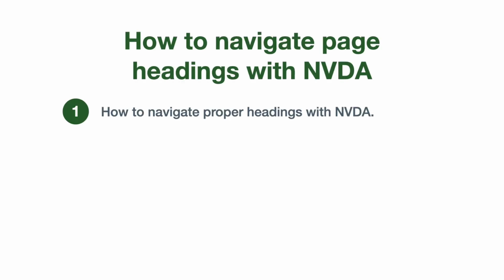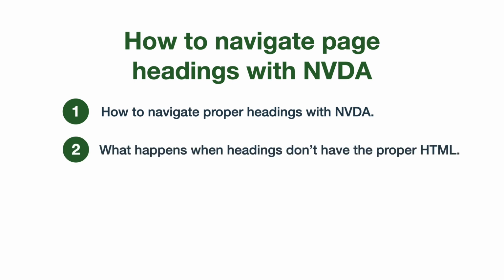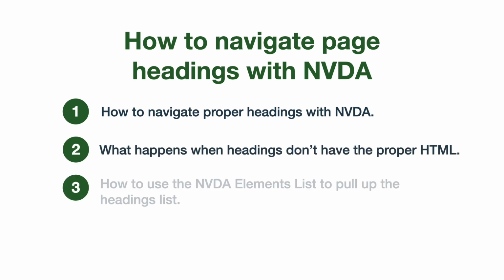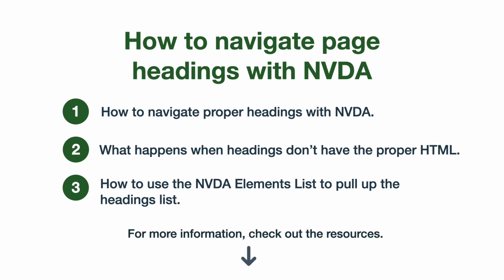In this video, we'll use the NVDA screen reader to show you how to navigate proper headings with NVDA, what happens when headings don't have the proper HTML, and how to use the NVDA Elements List to pull up the headings list. For more details, be sure to check out our resources linked below.